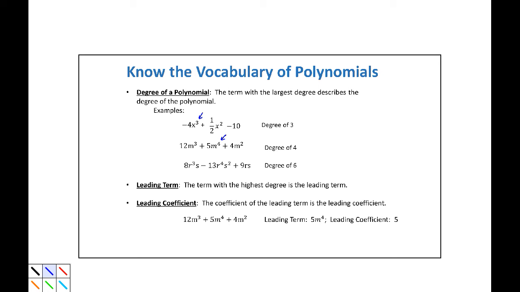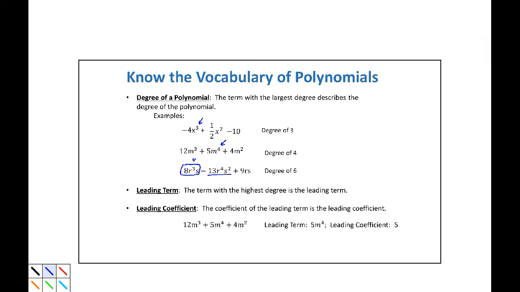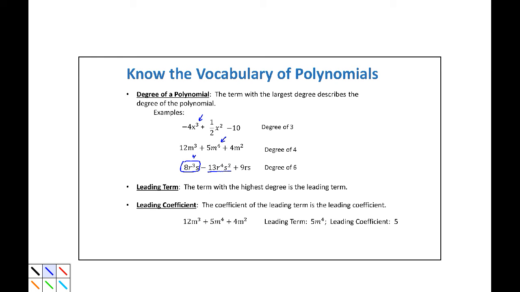The polynomial 8r cubed s minus 13r to the fourth s squared plus 9rs has a degree of 6 because in this case, this term has a degree of 4 because our exponents are 3 and 1. Whereas the second term, we have 4 plus 2, so that's a degree of 6 on that term. And the last one has 1 plus 1, so this has a degree of 2. So the largest of those is 6.